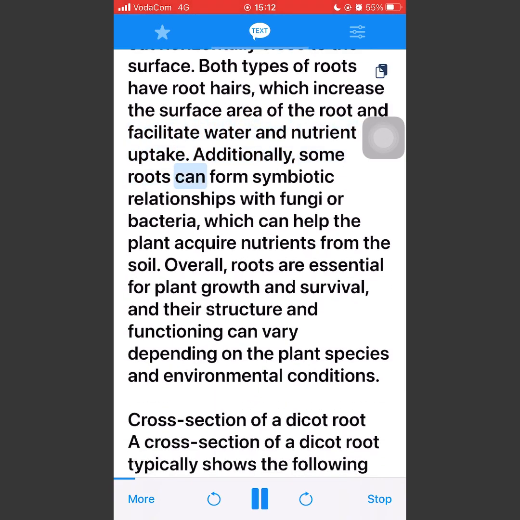Additionally, some roots can form symbiotic relationships with fungi or bacteria, which can help the plant acquire nutrients from the soil. Overall, roots are essential for plant growth and survival, and their structure and functioning can vary depending on the plant species and environmental conditions.